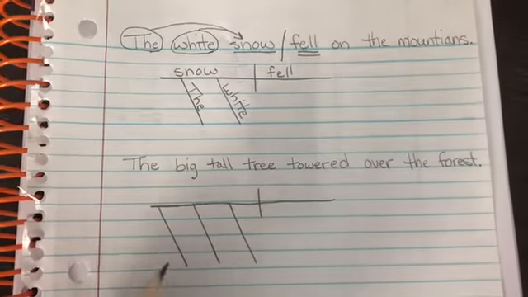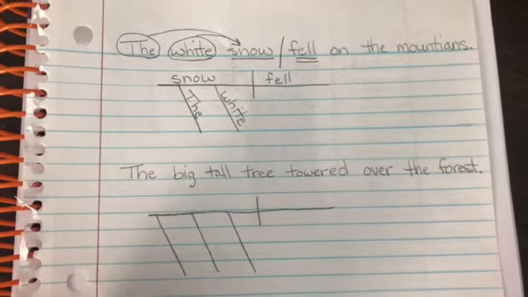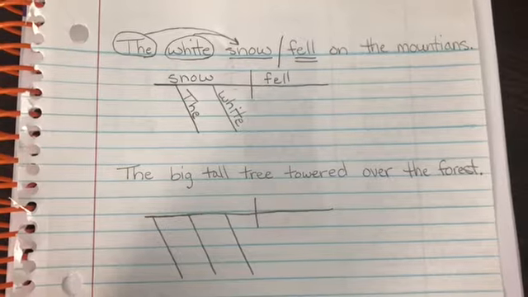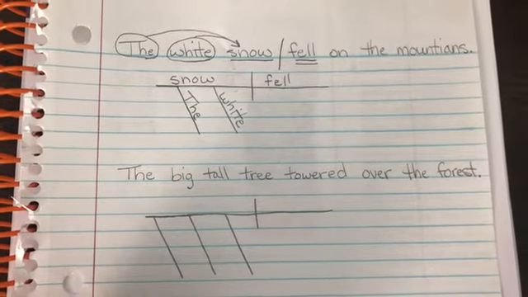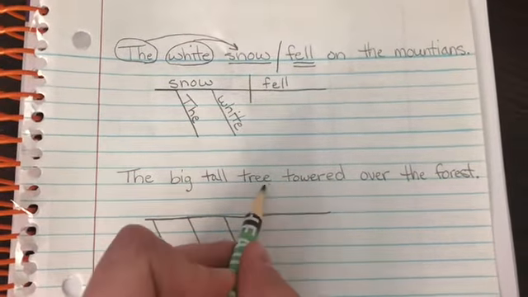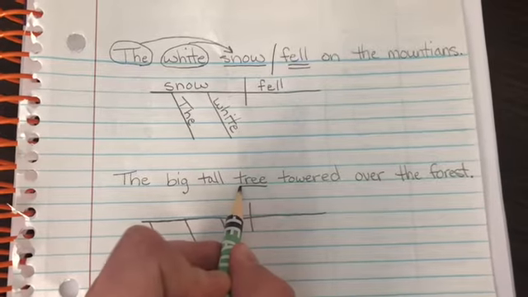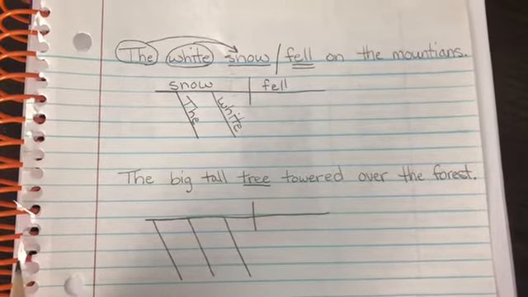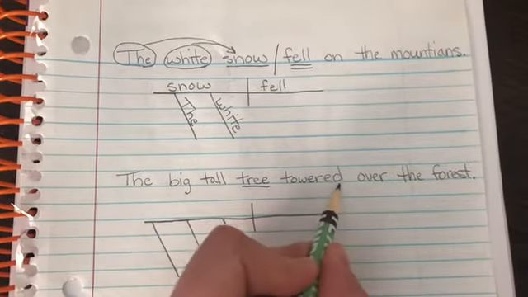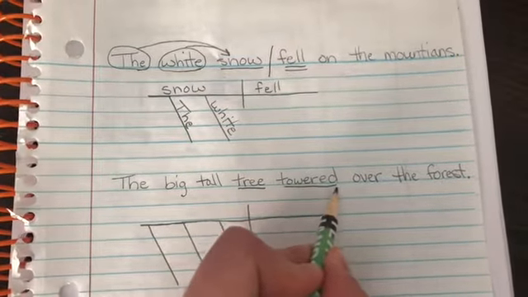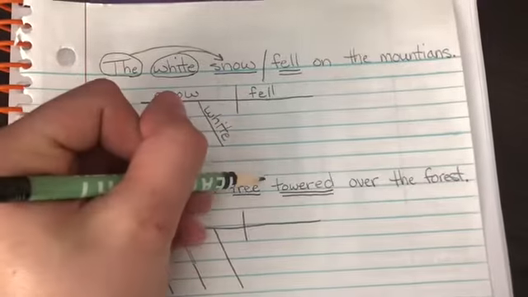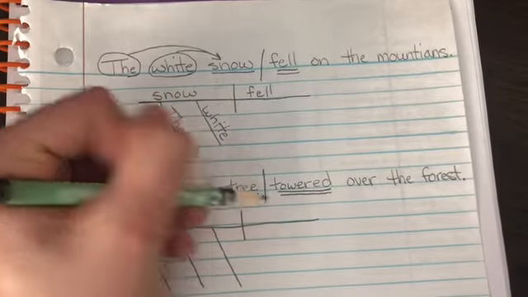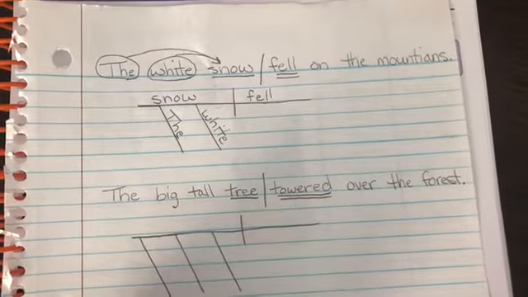Once again, we need to mark our sentence first. So we need to underline our subject once. And what is the subject of this sentence? That's right, tree. I'm going to underline that once. Now what's the verb? What's the action that our tree is doing? That's right, towered. Tree towered. So finally, I need to draw an up and down line in between our subject and our verb.